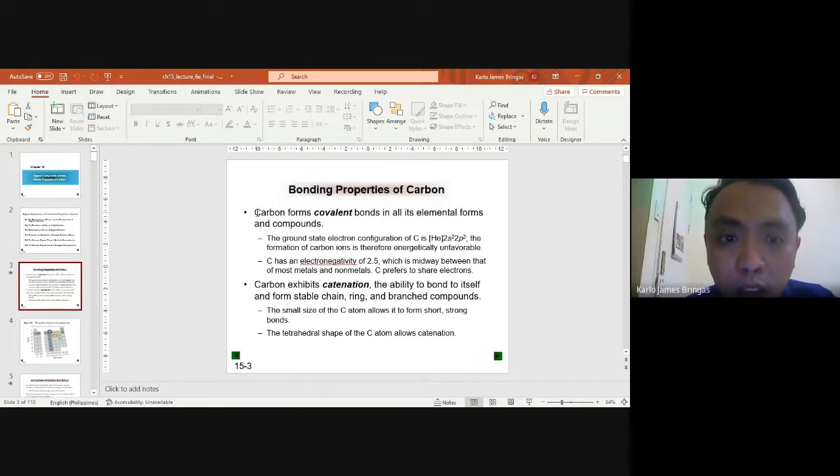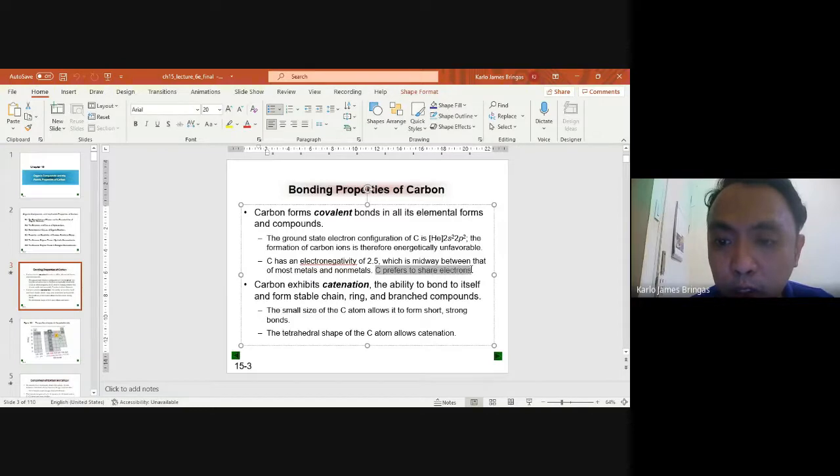So our carbon daw, according to this PowerPoint, it forms covalent bonds in all its elemental forms. So carbon has an electronegativity of 2.5, which is halfway between the metals. Ang mga metals, mga around 1 lang siya or less. And the non-metals, which have greater than 2.5. So ang carbon natin, it prefers to share electrons.